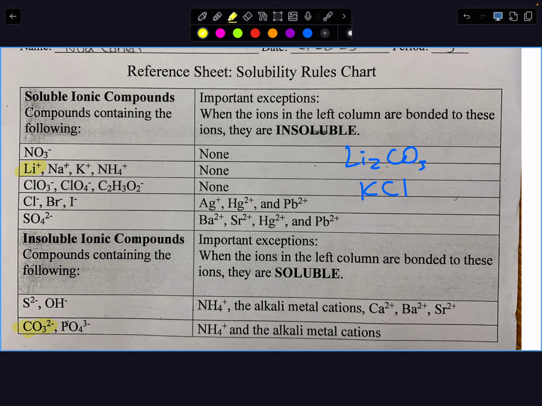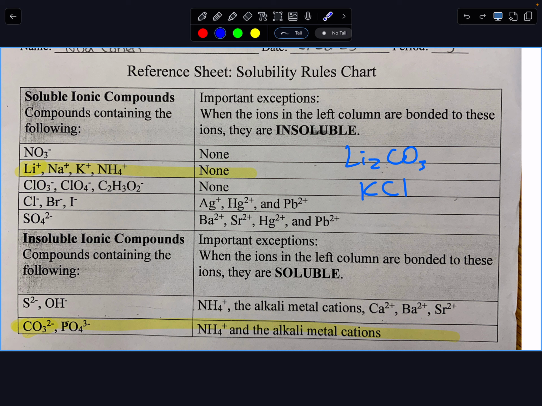Doesn't matter which one you use. Which one's easier to read? Right, this one has no exceptions. This one does. Do you agree? It's the same answer no matter which one you choose. Wait, so if at least one of the cations is in that table, it counts for both? Correct, if they're bonded together. But if CO3 wasn't in there? No, it would still work.